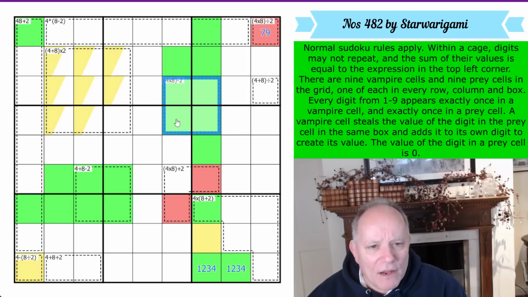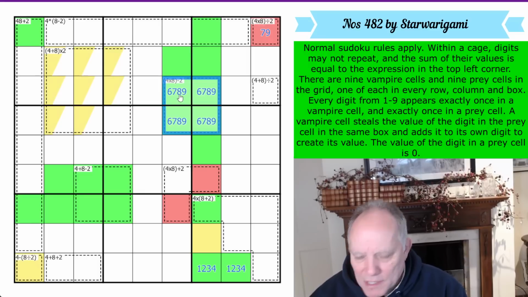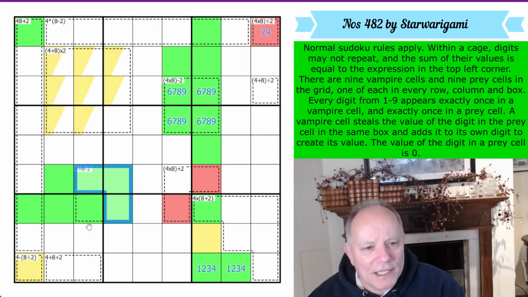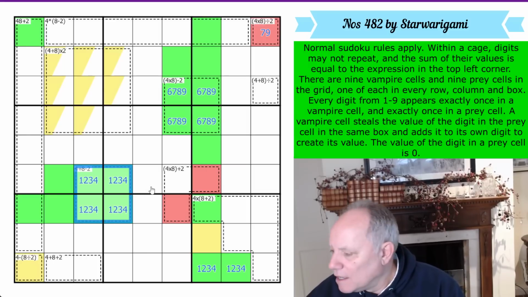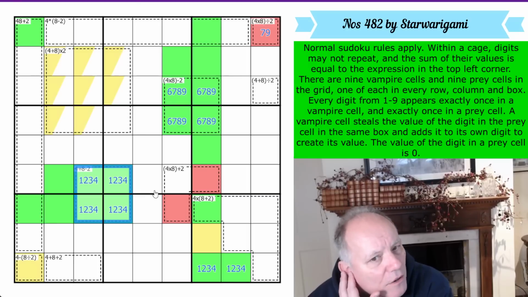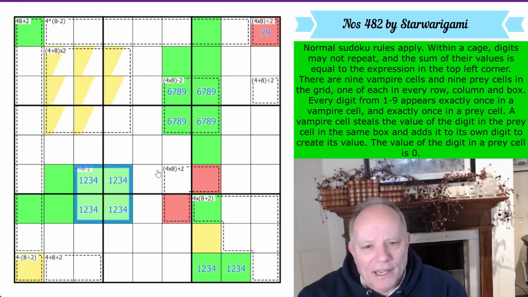So now this cage, what is it, 30? That is 9, 8, 7, 6. It's all green. This one is 10. That is 1, 2, 3, 4. It's all green. I mean, that's fascinating. Okay, good. This is a real start now. I'm feeling good now.